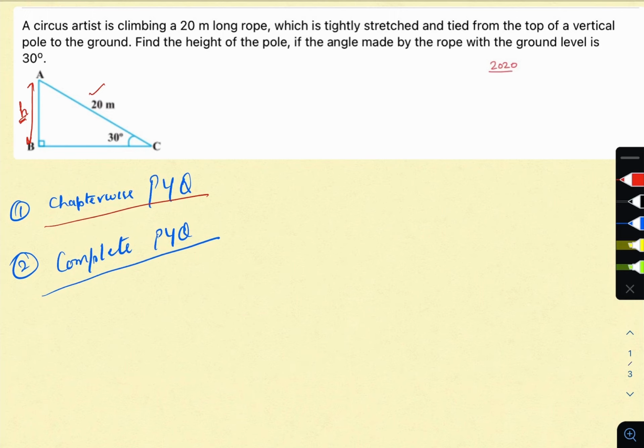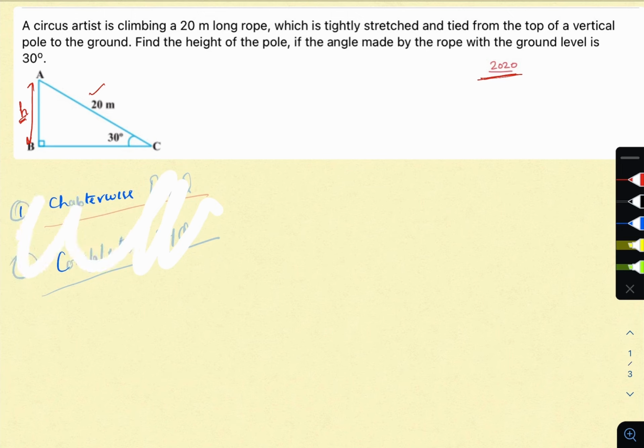Okay, so let's start today with these two questions I have with me. This is the question of year 2020. So let's start it. Come to the question. Here a circus artist is climbing a 20-meter long rope. So here the length of the rope is given. While solving, we will not be solving only the questions, we will be discussing how to write in your examinations.